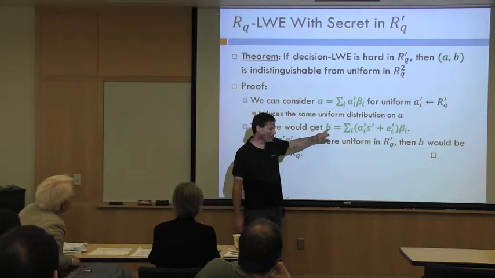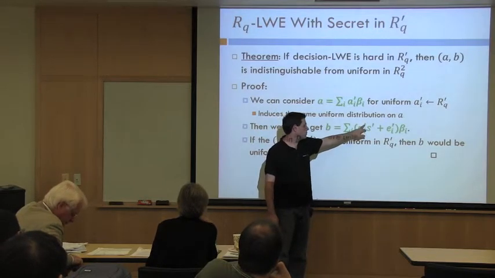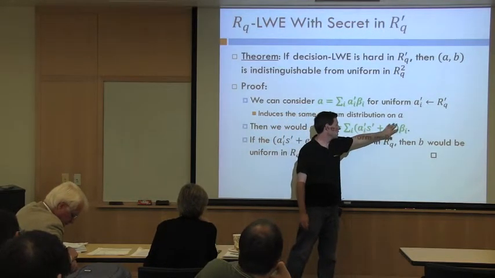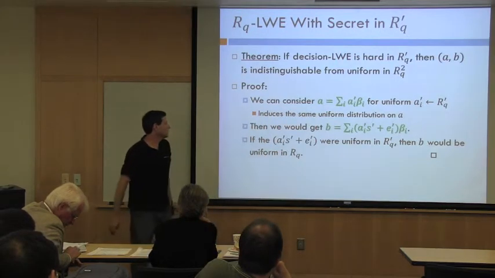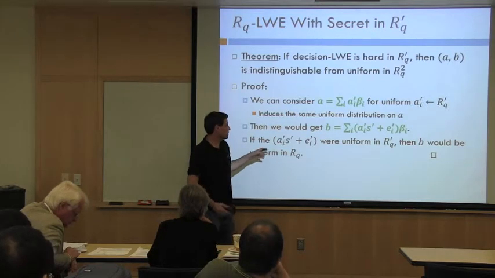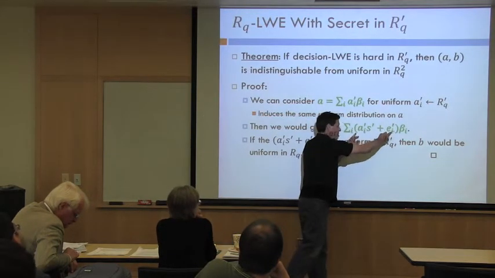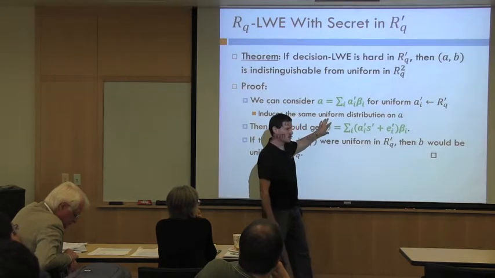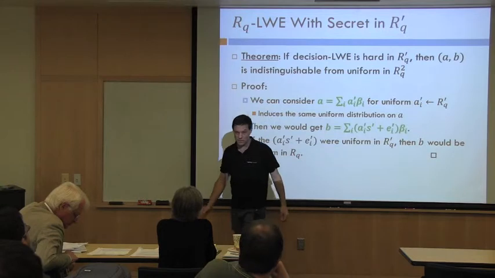Then the B that you get is exactly going to be A_i' S' plus E_i', each one of these times the corresponding basis vector. Well, now you need to distinguish whether B is random or pseudo-random. If these guys were random, then B would be random. So if you could tell me whether B is random or not, I can tell you whether these guys are random or not, and that's that.